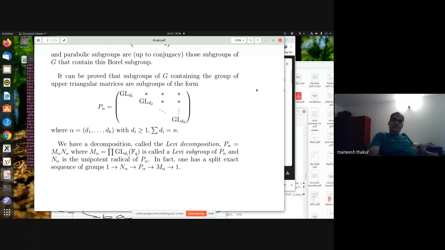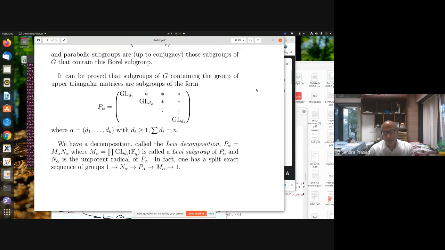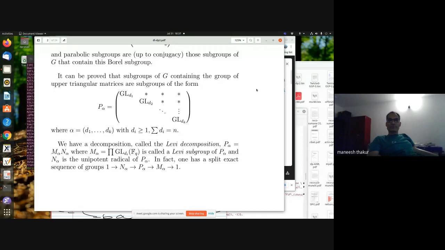But if you look at other split tori, then yes. They are sent. Yeah. So indeed, that is one of the ways to look at Levi subgroups as centralizers of split tori. Split tori, correct.